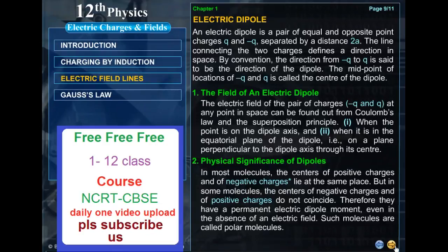Physical significance of dipoles. In most molecules, the centers of positive charges and of negative charges lie at the same place. But in some molecules, the centers of negative charges and positive charges do not coincide. Therefore, they have a permanent electric dipole moment even in the absence of an electric field. Such molecules are called polar molecules.